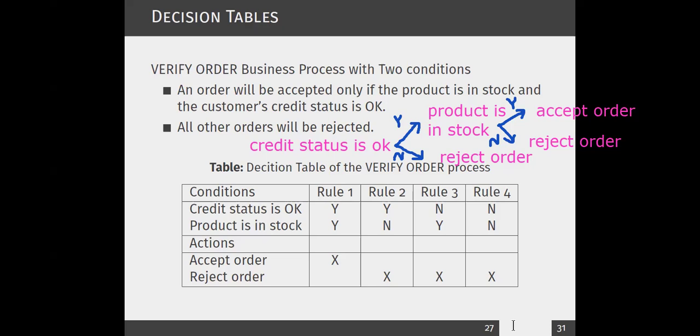So I hope you got an idea, like you don't have to check multiple times. For example, here we have checking 4 times, but here we actually do not check. If the credit is bad, that means if the credit is not okay, then you don't have to check for the product in stock. You can just say it's a reject order. So we simplify the decision making. So therefore, many times decision trees are preferred compared to decision tables. Okay.